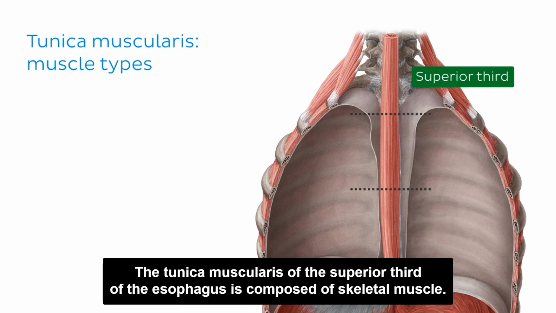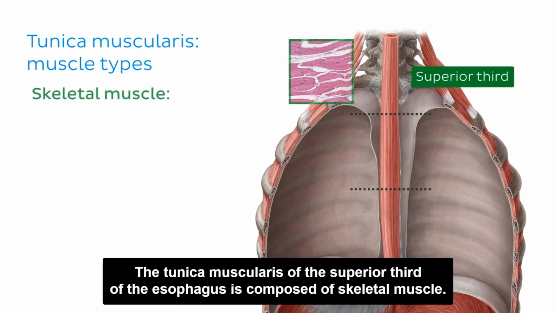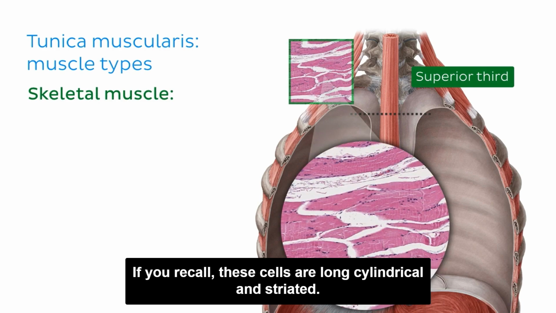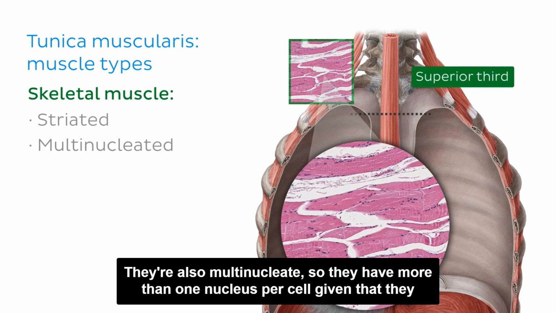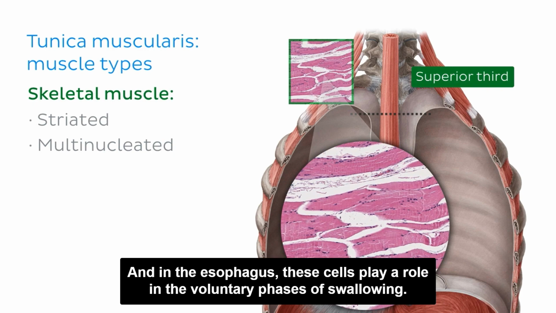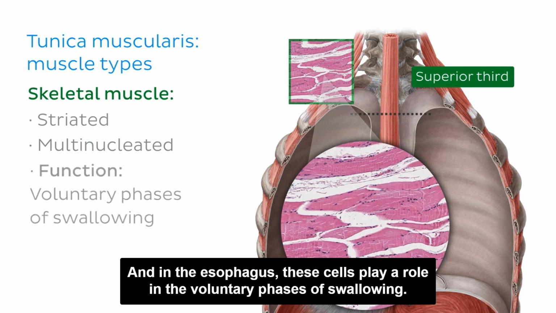The tunica muscularis of the superior third of the esophagus is composed of skeletal muscle. If you recall, these cells are long, cylindrical, and striated. They're also multinucleate, so they have more than one nucleus per cell, given that they form via the fusion of multiple myoblasts. And in the esophagus, these cells play a role in the voluntary phases of swallowing.